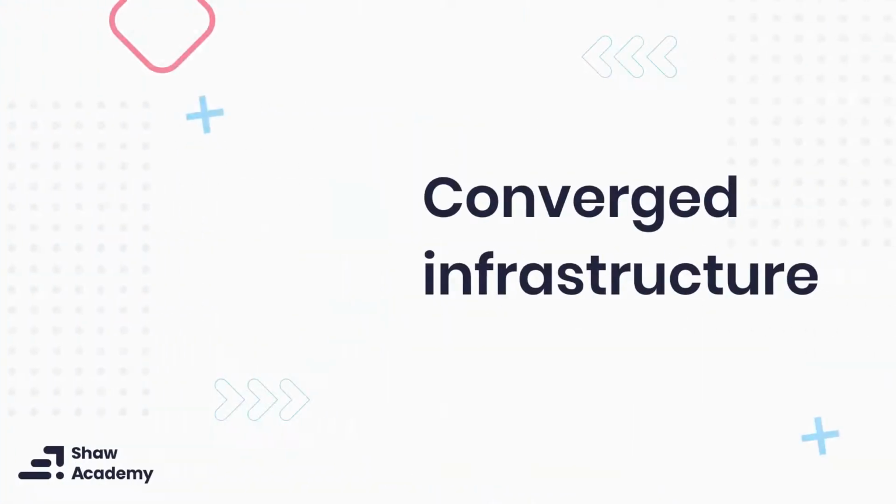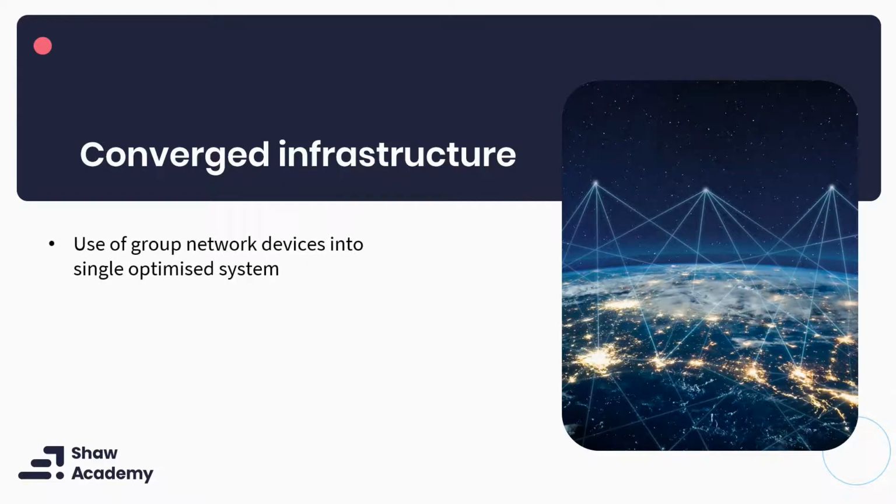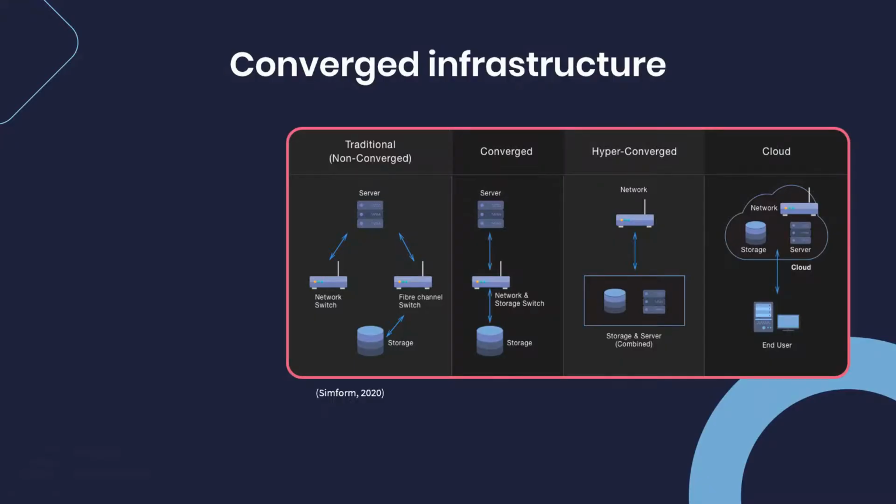So let us move on to converged infrastructure. Converged infrastructure supports the use of grouped network devices into a single optimized system. The devices include the use of servers, data storage devices, and other networking equipment. The infrastructure uses virtualization. There's that term we said would pop up in this discussion to run cost-effective and highly automated systems. Now, in many big companies, a converged infrastructure is used to centralize the management of network resources.